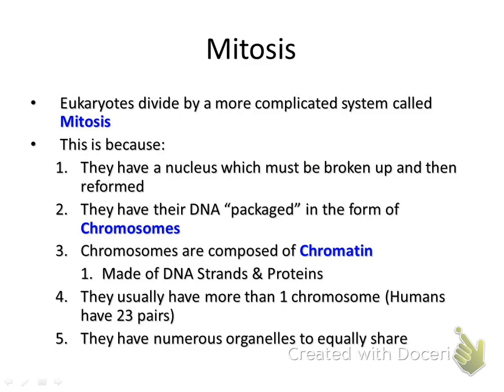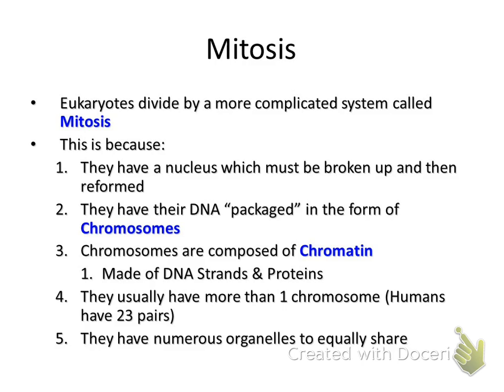Mitosis, right? Anytime I say mitosis, I'm referring to the whole cell cycle that we learned last week with interphase, mitosis, cytokinesis, all right? So this is going to look very familiar to you because this is what we spent a lot of time on. What kind of organisms can go through this? Eukaryotes. Very good. All right, so the eukaryotes divide by a more complicated system called mitosis.